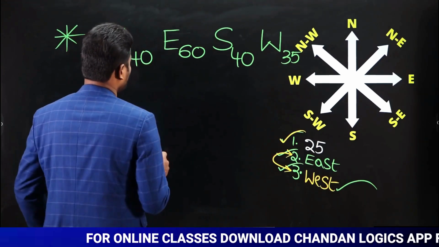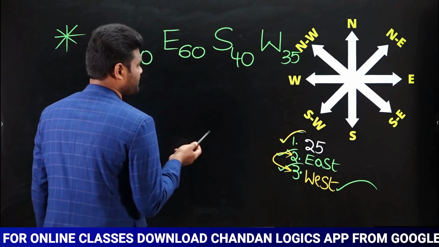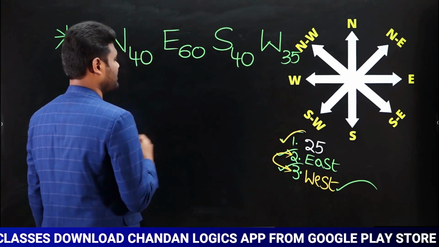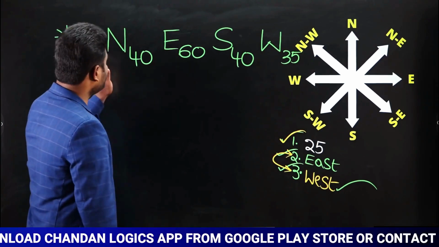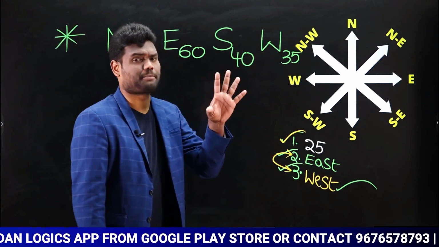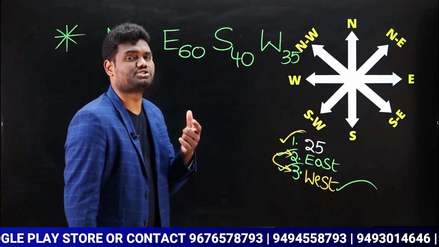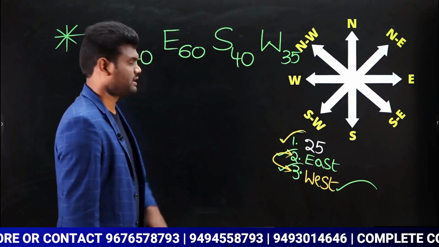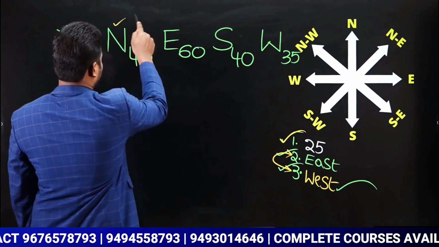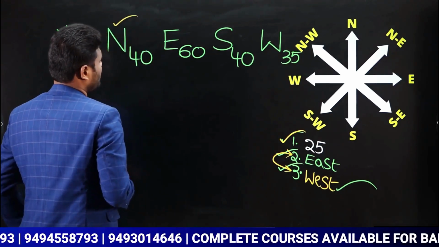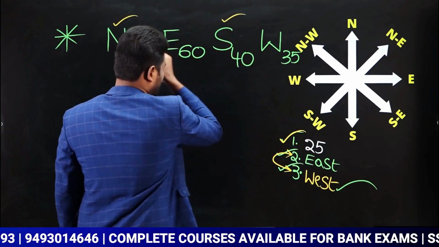Now what I have told you: same add, opposite subtract. That is what I have told you. If you observe here, you don't have same. All are different, so obviously they are opposite. So now I have to subtract. Now if you observe, this is north. What is opposite to north? North's opposite is south. Yes or no?